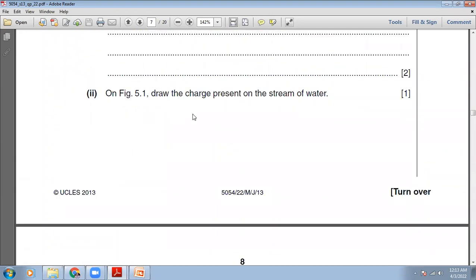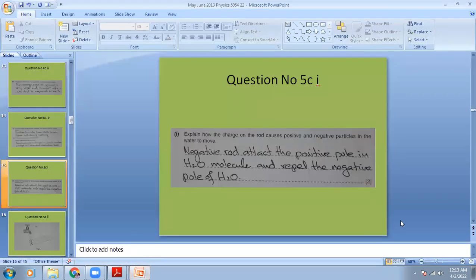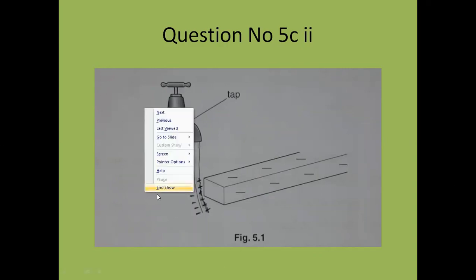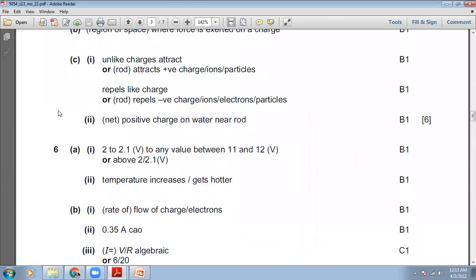On figure 5.1, draw the charge present on the stream of water. Okay, so let me show you. You can see the water portion which is positively charged will be near the negative rod. The water portion which is negatively charged will be away from the negatively charged rod. So net positive charge on the water near the rod. Okay, so our answer is right.